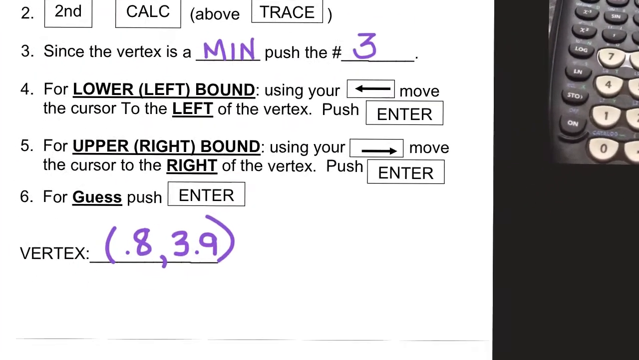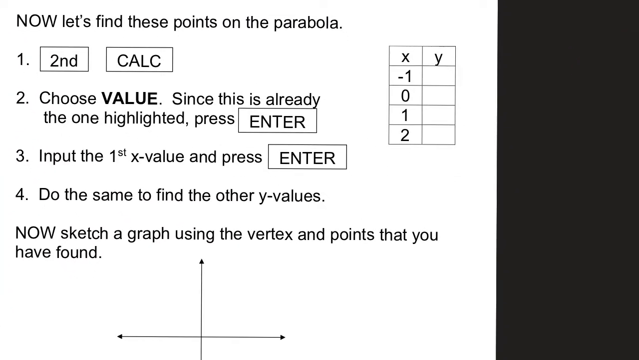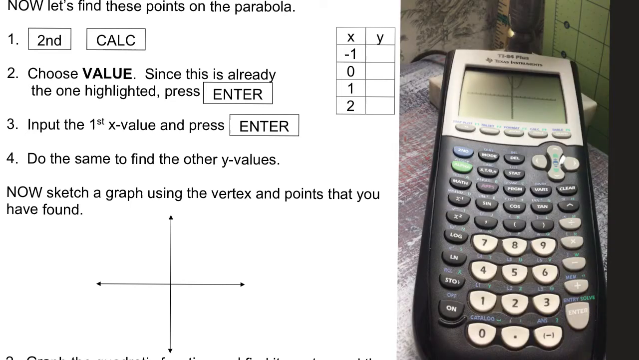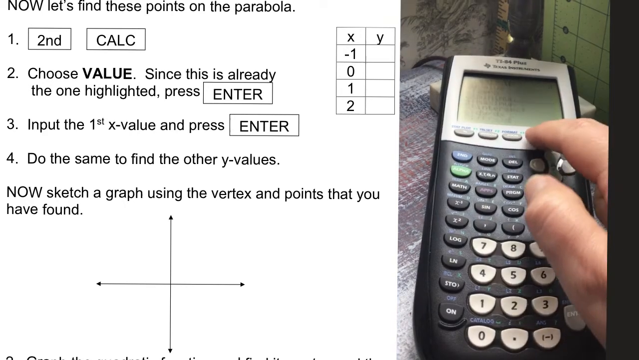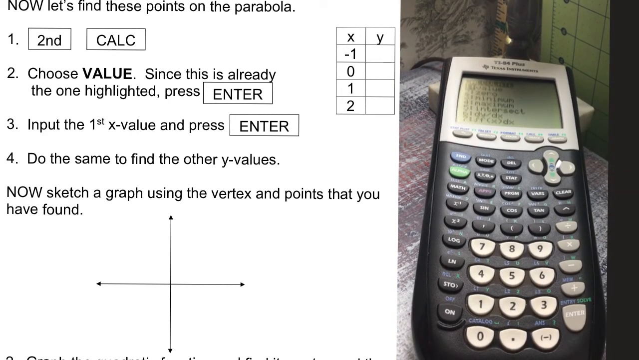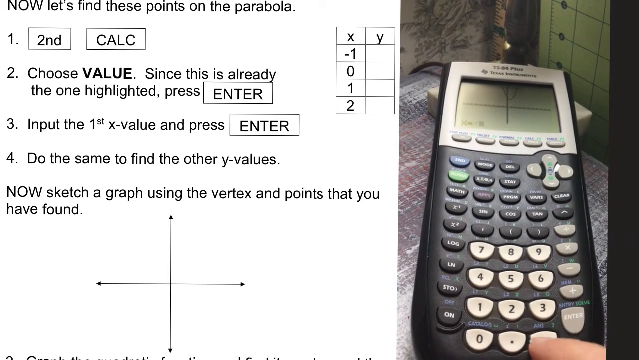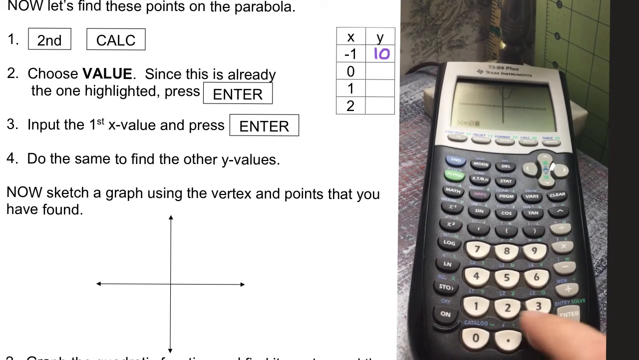Now that we've found the vertex, we can find some other points on the parabola by finding some values. To do that, we'll push second calc and choose values. Our goal is to be able to have a good sketch of the parabola. Now using our calculator, we'll press second calc, and we want number 1, the value. You'll put in your x value of -1, and it will give you your y value of 10.